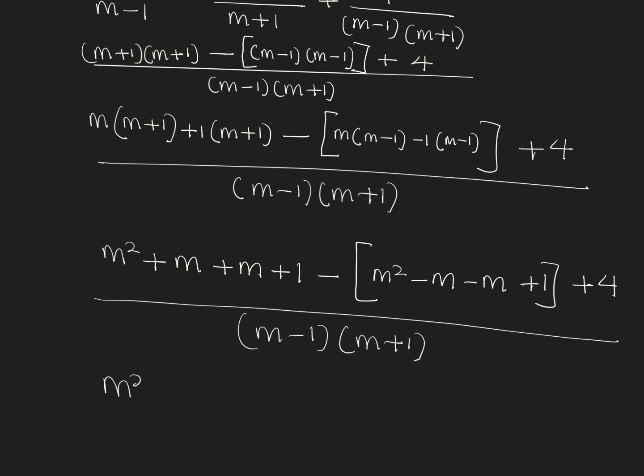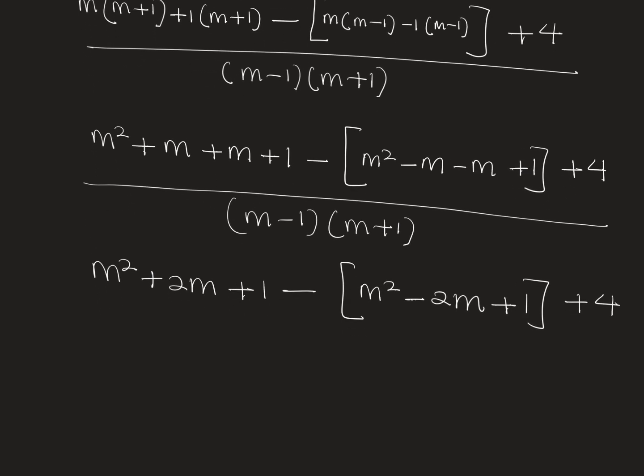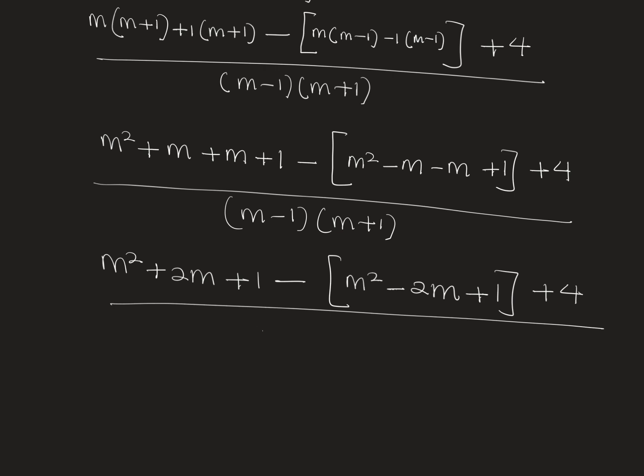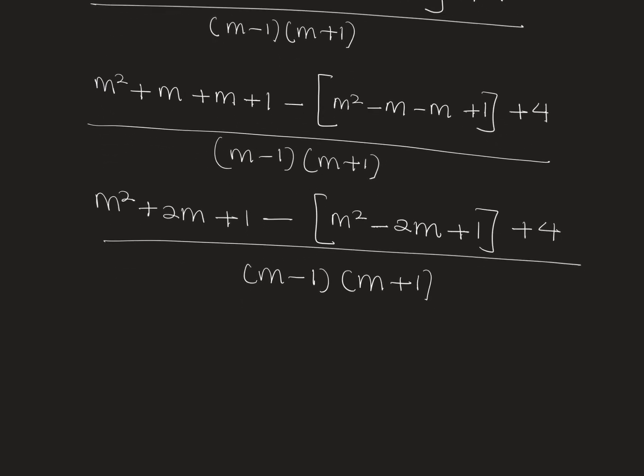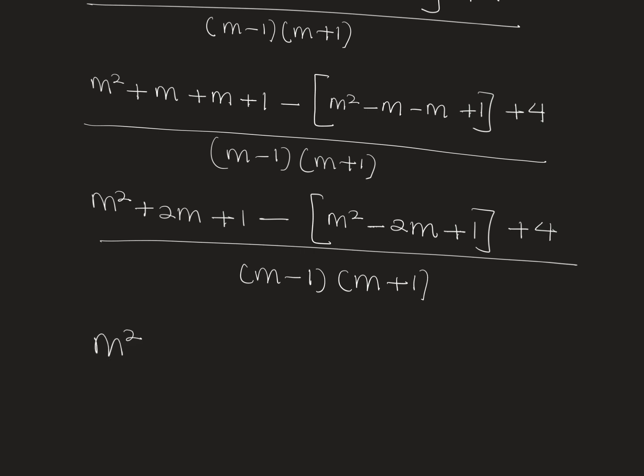So I'm going to have m squared. M plus m is 2m. So that will be plus 2m plus 1 minus m squared, minus m is minus 2m. Then plus 1 plus 4 all over m minus 1, m plus 1. So this is going to be m squared plus 2m plus 1.